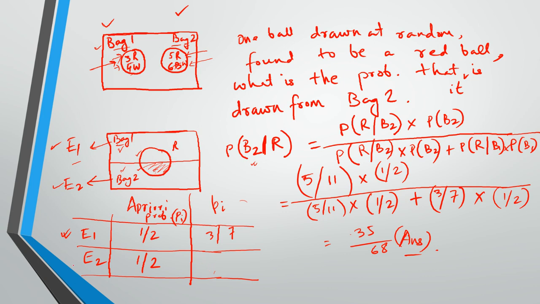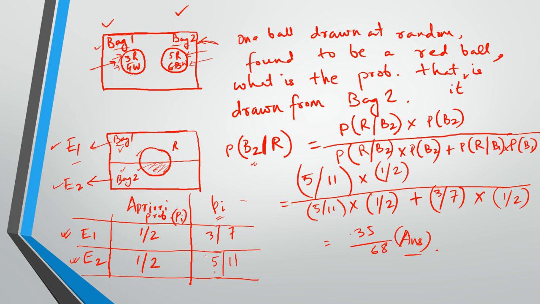And given event E2 has occurred, what is the probability? If I say event E2 has occurred, that is, I am saying bag 2, that we have got it from bag 2. The red ball came from bag 2. That's what exactly we are saying. So that is 5 by 11.